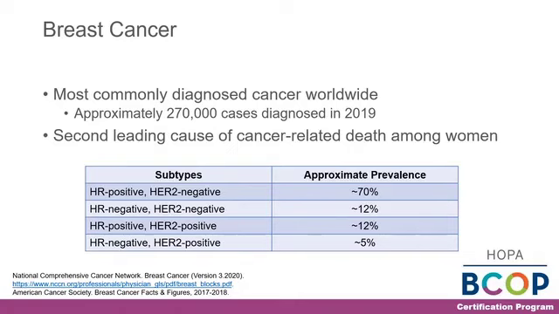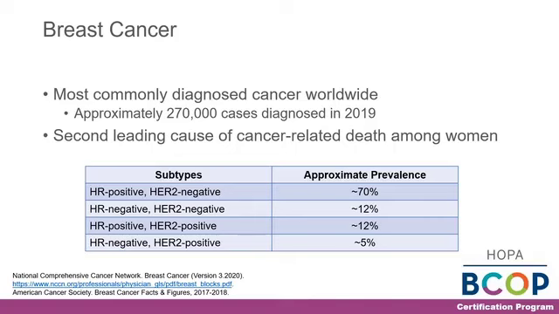So let's get started. Breast cancer is the most commonly diagnosed cancer worldwide. Approximately 270,000 cases were diagnosed in 2019 in women, and these are invasive breast cancer cases. There were approximately 2,700 cases of invasive breast cancer diagnosed in men. And breast cancer is the second leading cause of cancer-related death among women, behind lung cancer.